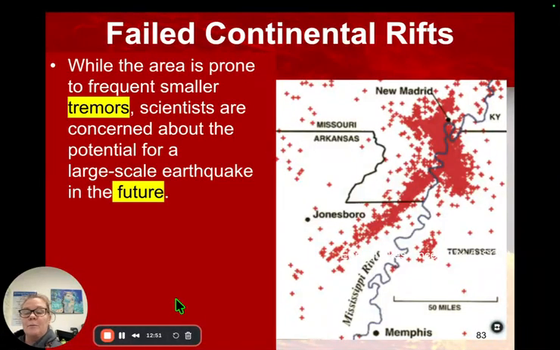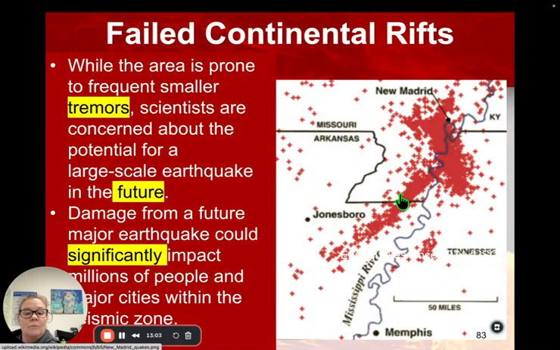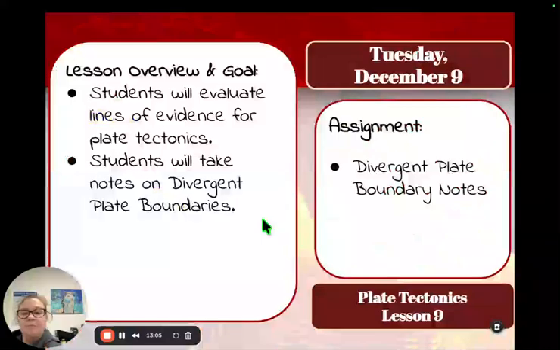While the area is prone to frequent smaller tremors, scientists are concerned about a potential large-scale earthquake. If we had a huge earthquake here, it could affect many, many people. So, all right, gotta go.